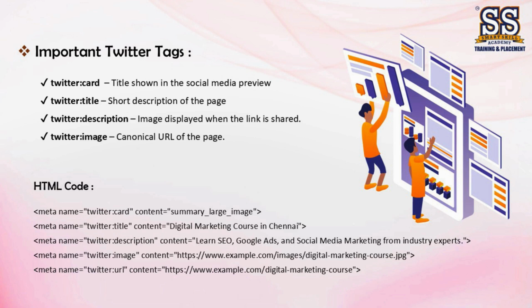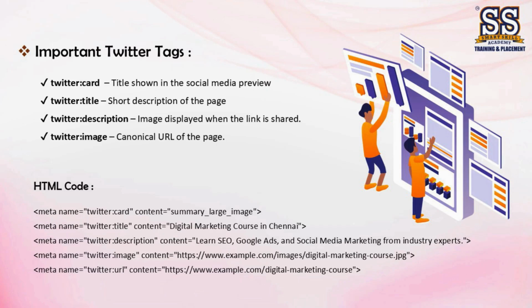Twitter card, this defines the style of the preview. In our example, we use summary_large_image to make the post stand out. Twitter title, this is the headline of your page that users will see first. Twitter description, this provides a brief, catchy summary of what your page is about to encourage clicks. Twitter image, this is the visual anchor. It's the specific image URL that will be displayed in the feed.